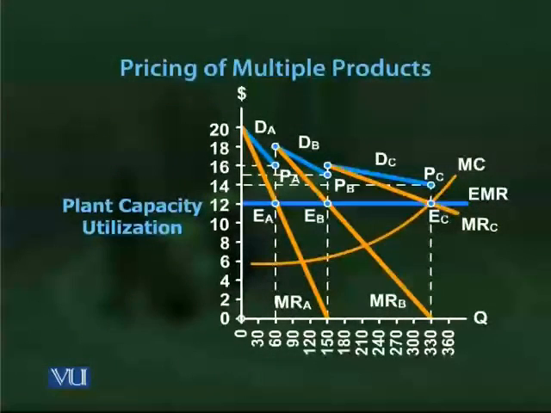As we see here, the most profitable product is A, then the next one is B, and the least profitable product is C. So their demand curves are successively more elastic, which in other words means that the firm will charge lower and lower prices. As you can see from the diagram, for product A the price is $16, for product B the price is $15, and for product C the price is $14.